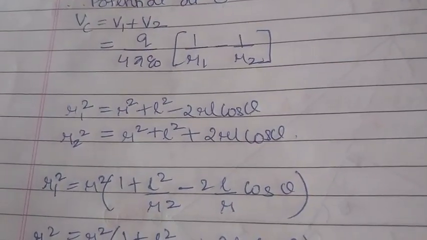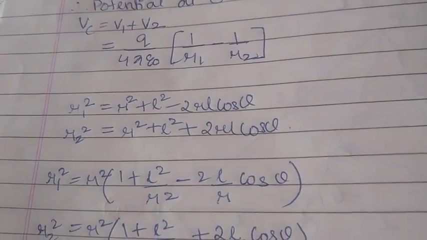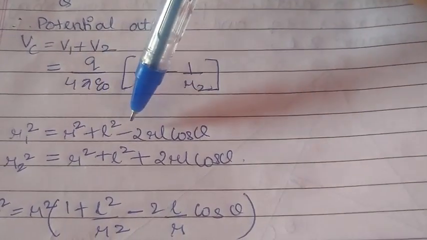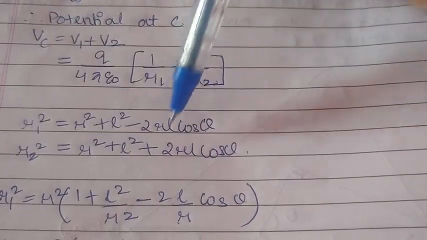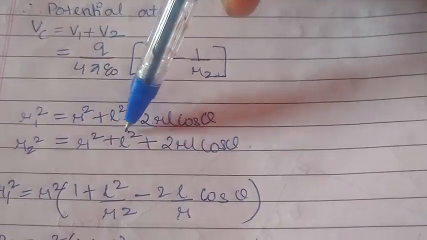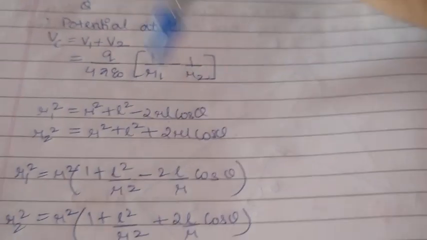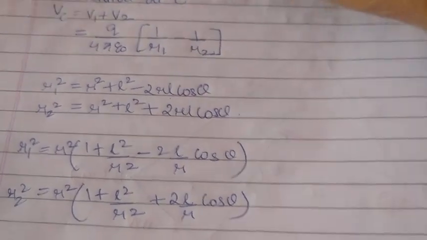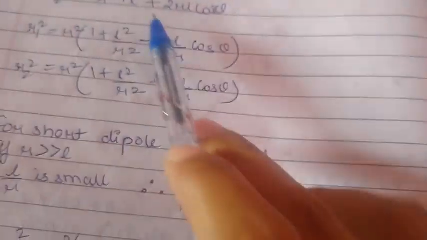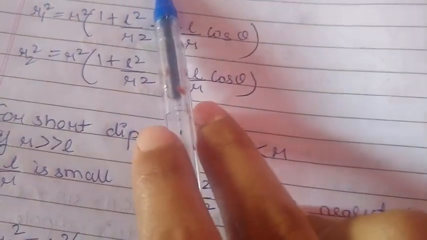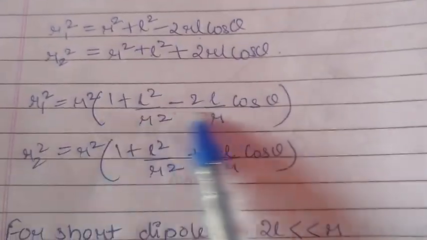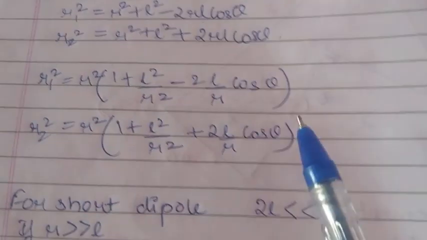In 11th standard you have learned the laws of vector addition. From those laws you can write that r1 square is equal to r square plus L square minus 2rL cos theta. Similarly, r2 square is equal to r square plus L square plus 2rL cos theta. To understand this, you need to revise the 11th standard chapter about vectors. Now, taking r square common in both equations, you will get r1 square and r2 square in these forms.